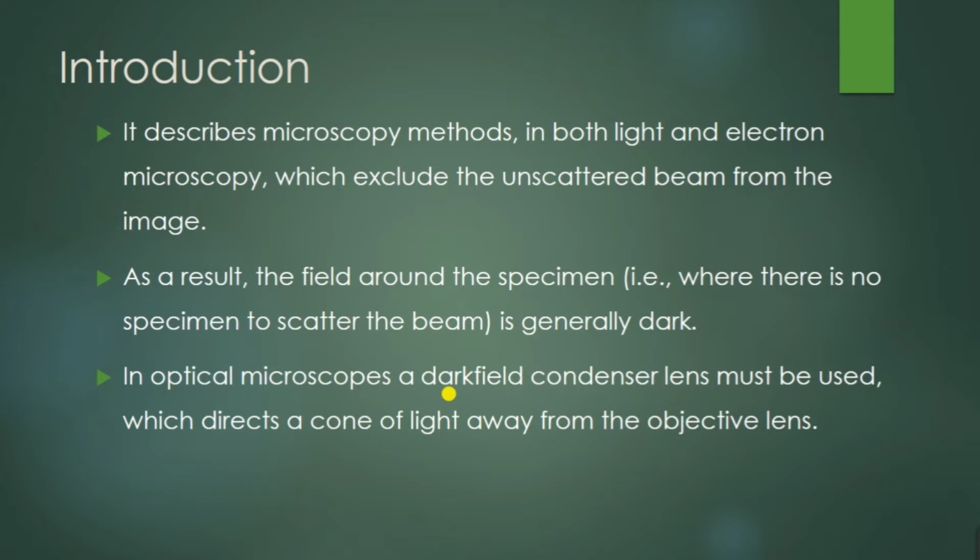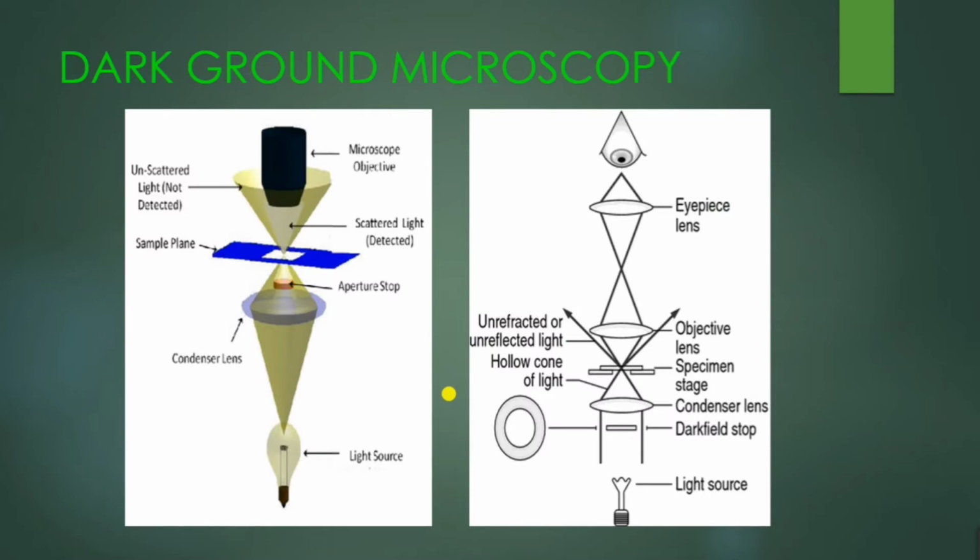And in an optical microscope, a dark field condenser lens must be used, which directs a cone of light away from the objective lens. So it will focus only a cone of light towards the specimen and the background will look dark. So this is the diagram that represents dark ground microscopy.